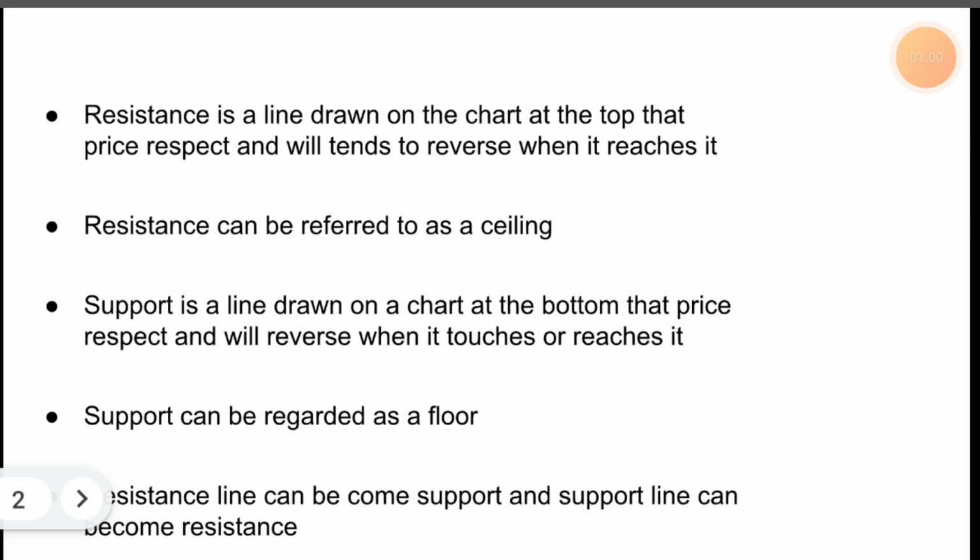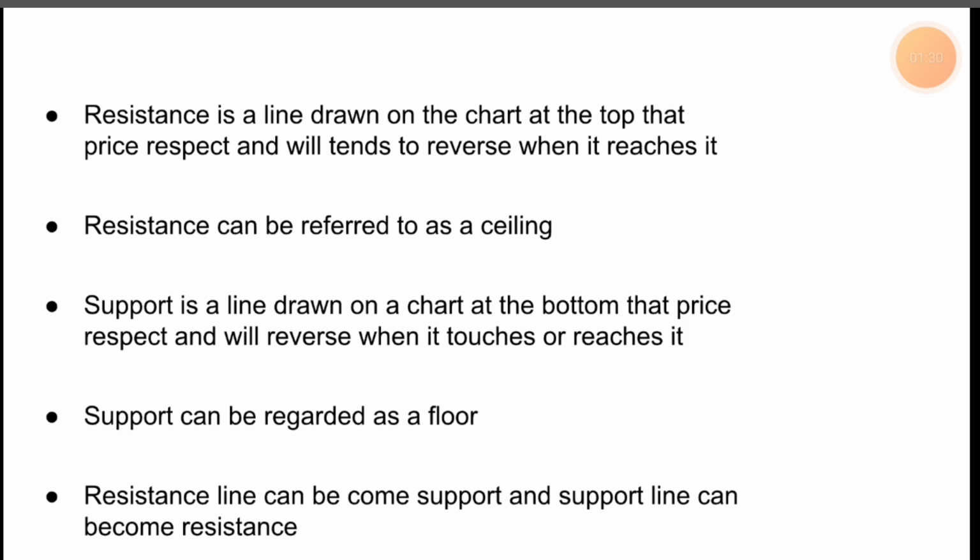Whereas support is a line drawn on the chart at the bottom that price respects and will reverse when it touches or reaches it. Support can be regarded as a floor. So when you talk about resistance and support, we have a ceiling and we have a floor. When price gets to any of these zones, price struggles to break through, and it will reverse when it gets to these zones.